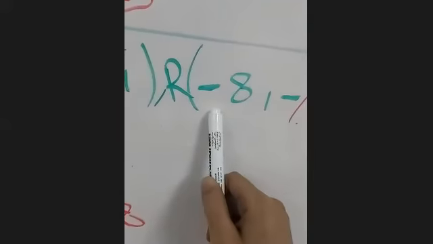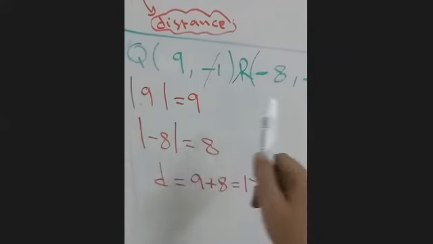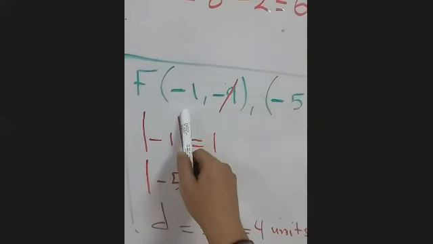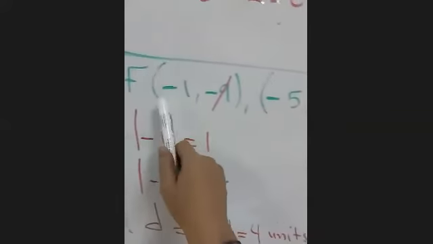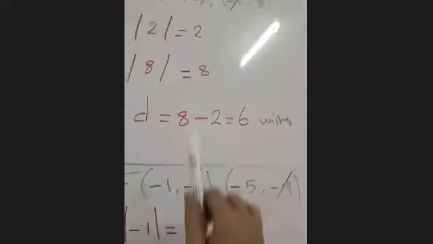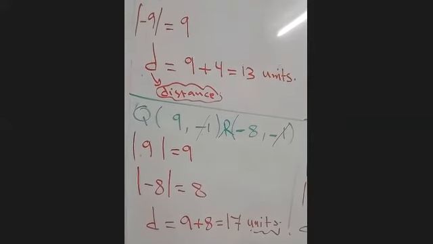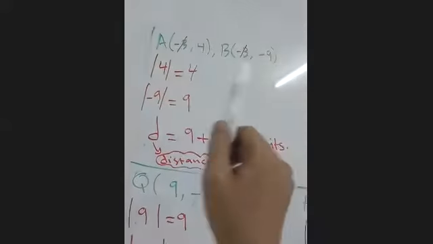What's the sign of the nine? Positive. The eight? Negative. Similar or different? Different, we add. And here, what's the sign of the one? Negative one and negative one, negative, negative. Similar signs, we subtract. Different signs, we what? Different signs, we add. We add the absolute values, not the numbers.